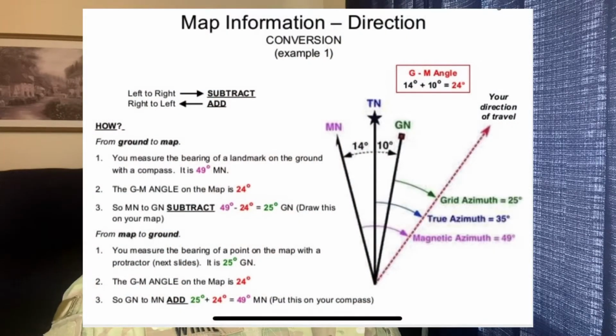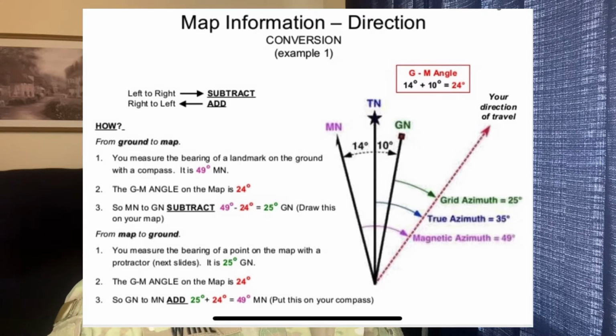All right, so here's a how-to. This example is from ground to map. You're going to measure the bearing of a landmark on the ground with the compass. It is 49 MN, so your magnetic north. So this is your compass, magnetic north, 49 degrees.